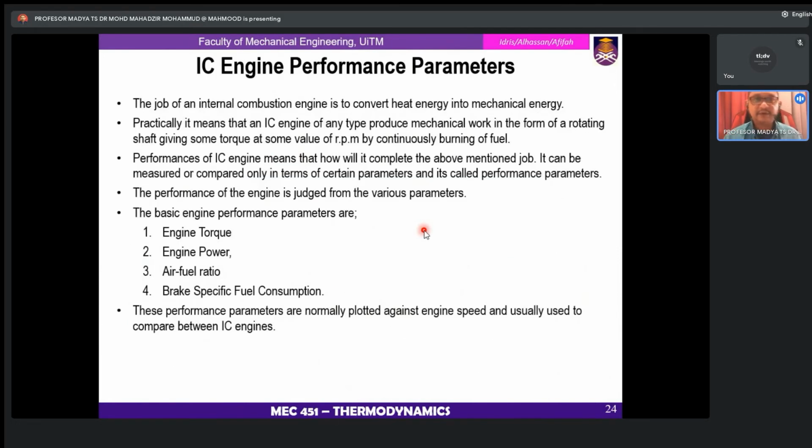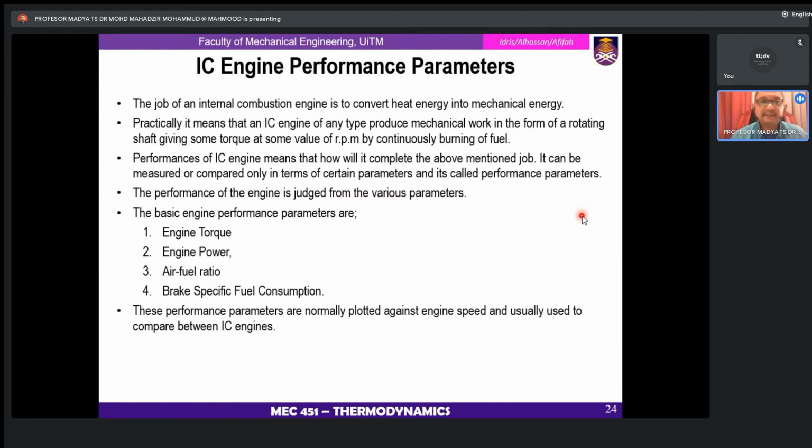Okay, next is internal combustion engine performance parameters. Before we go on to the analysis and calculations on the Otto cycles or diesel cycles, you also have to know firstly the performance parameters that are used to compare the performance of the engines. The main purpose of the internal combustion engine is to convert heat energy into mechanical energy. That is the purpose of the internal combustion engine.